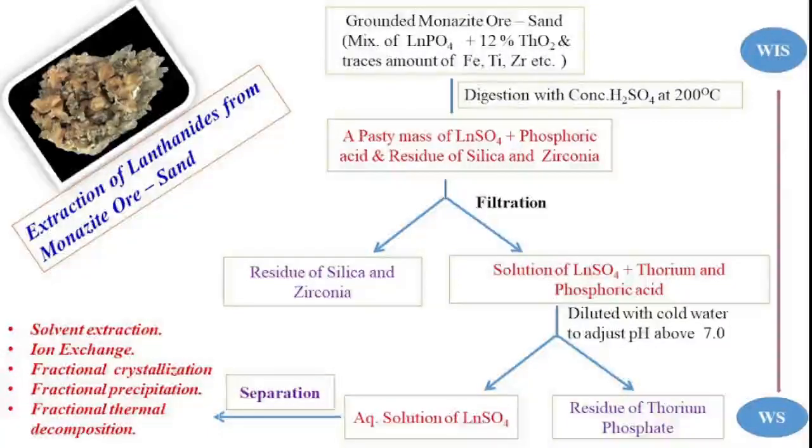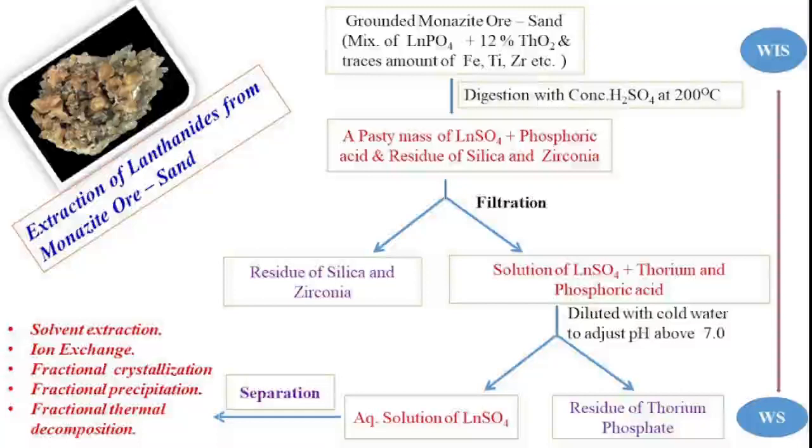Now the next part is the extraction of lanthanides from monazite ore. In the first part we have to collect the monazite ore, and it is to be ground into a fine powder or sand of a specific mesh size. Basically the monazite ore exists in the phosphate form, lanthanum phosphate, in which the major impurity is thoria and trace amounts of some transition elements. Okay, we are well familiar with that.